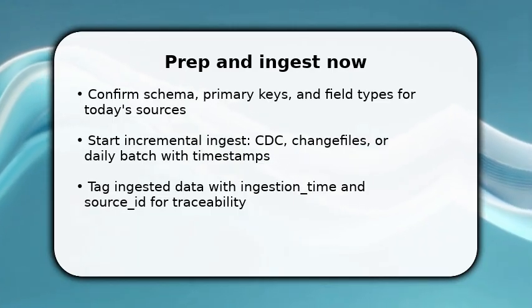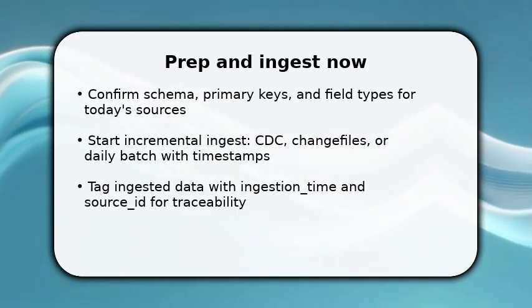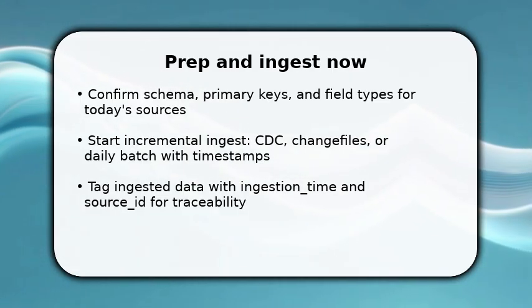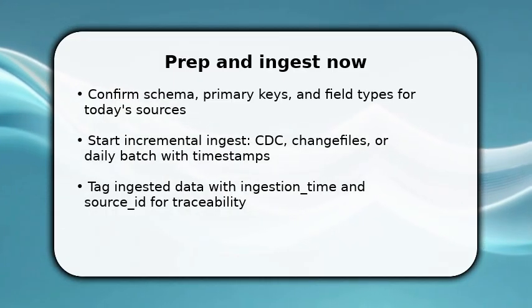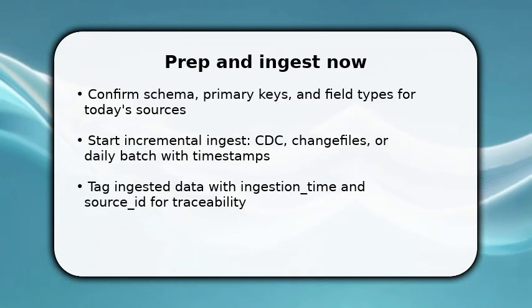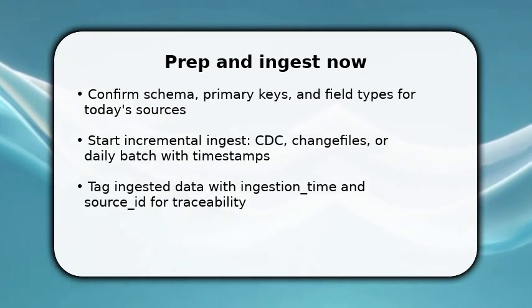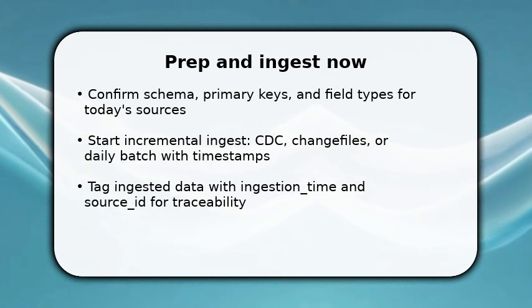Make sure to tag every record with ingestion time and source ID so you can filter and reconcile later. While you set this up, configure basic monitoring so failures alert you. This first step turns raw arrivals into predictable, queryable datasets for tomorrow.